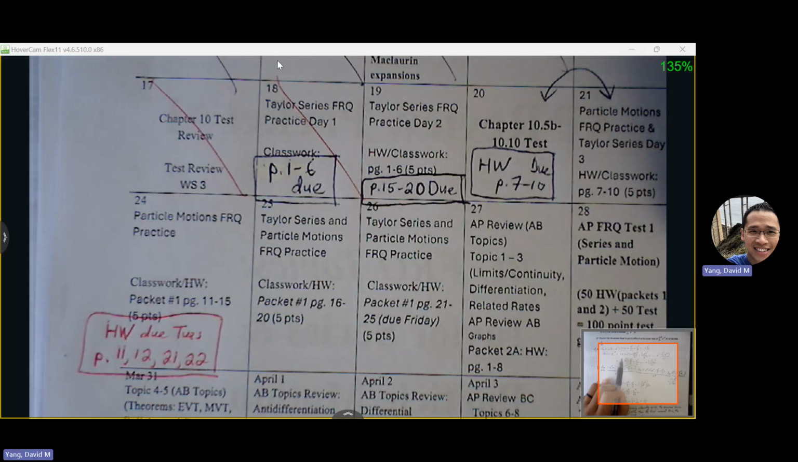Question about the FRQ. On the actual exam, will we ever be given a calculator for the Taylor series problems?